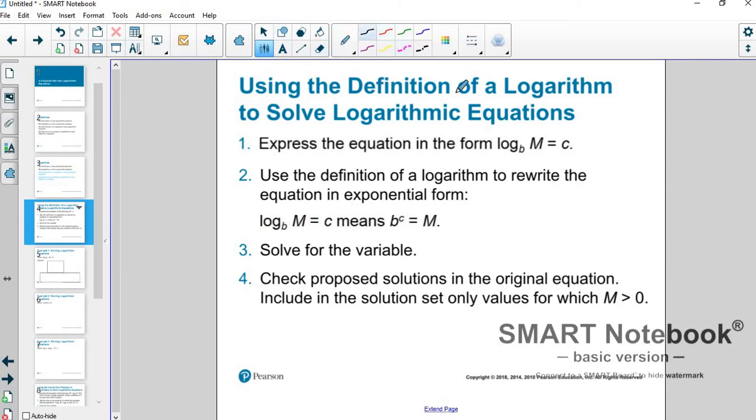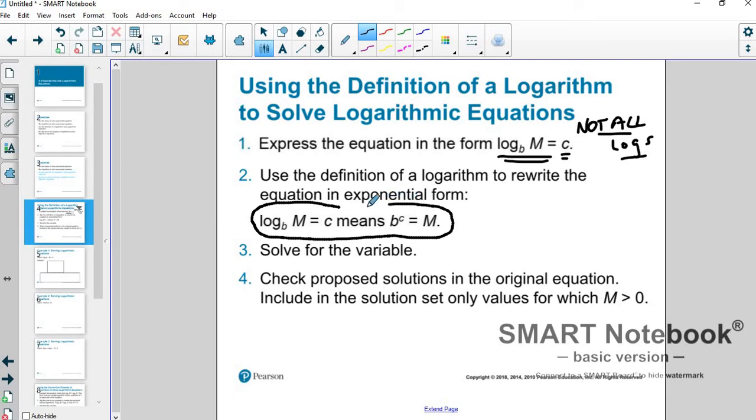The first type is of the form log base b of something equals a constant. So there's not logarithms everywhere. I'll call this not all logs. There's at least one element that doesn't have a logarithm in it. Our goal is to use the definition of logarithm, or what we call the transformation from logarithmic form to exponential form. That way, if we're solving for a variable inside of the logarithm, when we switch it to exponential form, now it's outside the logarithm. There's no logarithm left.